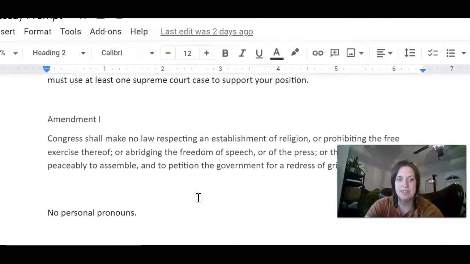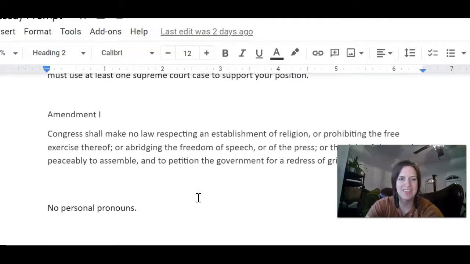Here's the First Amendment, if you don't know it off the top of your head. Congress shall make no law respecting an establishment of religion or prohibiting the free exercise thereof, or abridging free speech, or of the press, or of the right of the people peaceably to assemble and to petition the government for a redress of grievances. No personal pronouns.